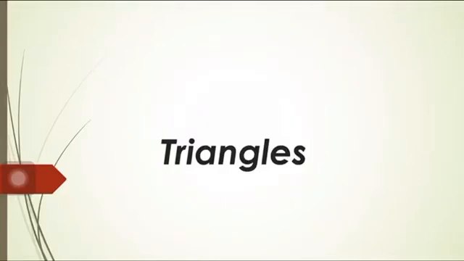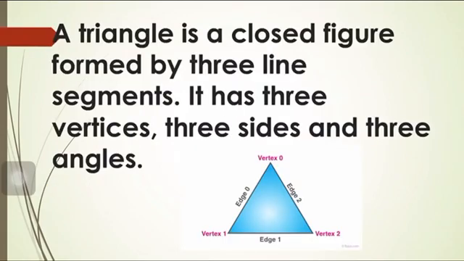Triangles. Now we are going to learn about triangles. A triangle is the closed figure formed by three line segments. It has three vertices, three sides and three angles.